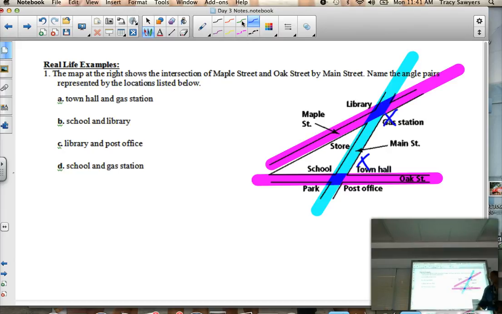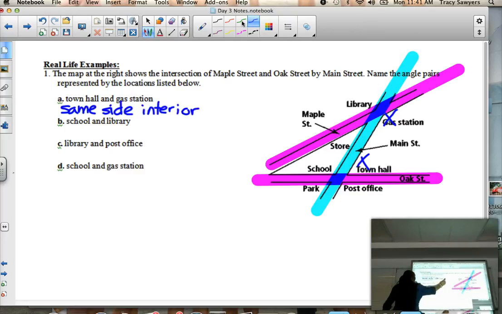What is the angle pair relationship between the gas station and the town hall? They're interior, and what type of interiors? Are they alternate? That's the same side interior. They're on the same side of what? Thank you, of the transversal. Okay, does that make sense? If you look at that blue line, the highlighter line, as a transversal, they're on the same side and they're between the two magenta lines.